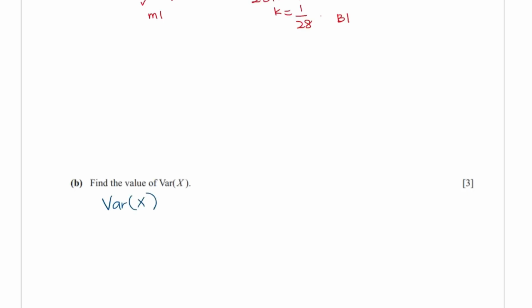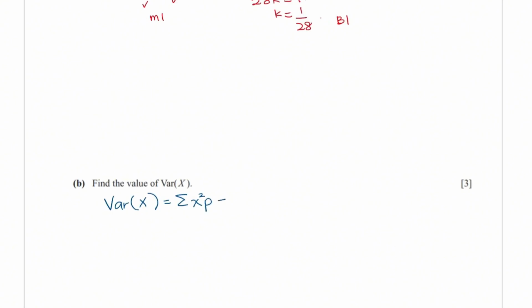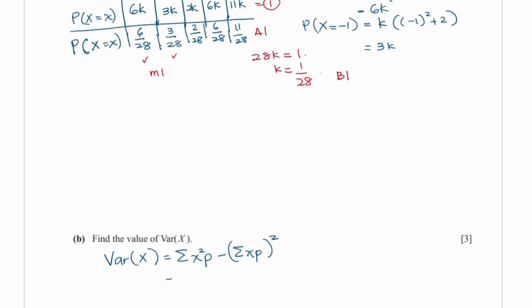Variance of x is basically the summation of x squared times p, subtracted by the summation of x times p, squared. So looking at our table, the summation of x squared p would be, when our x is -2, x squared would be 4. 4 times 6 over 28. I'll write it down.